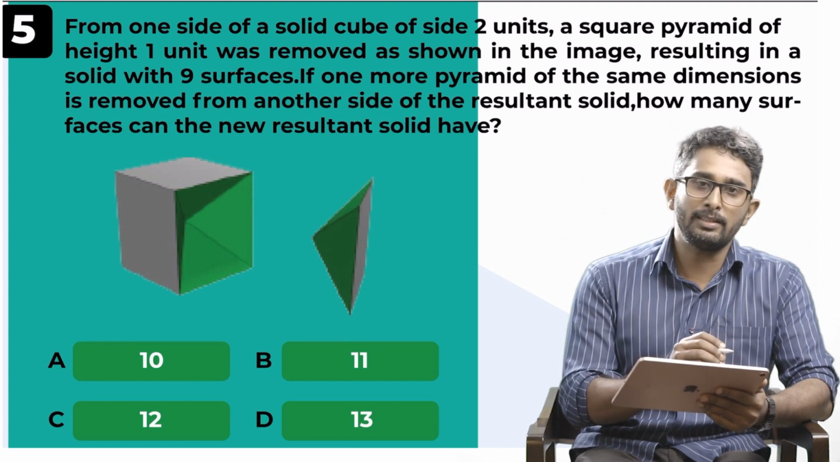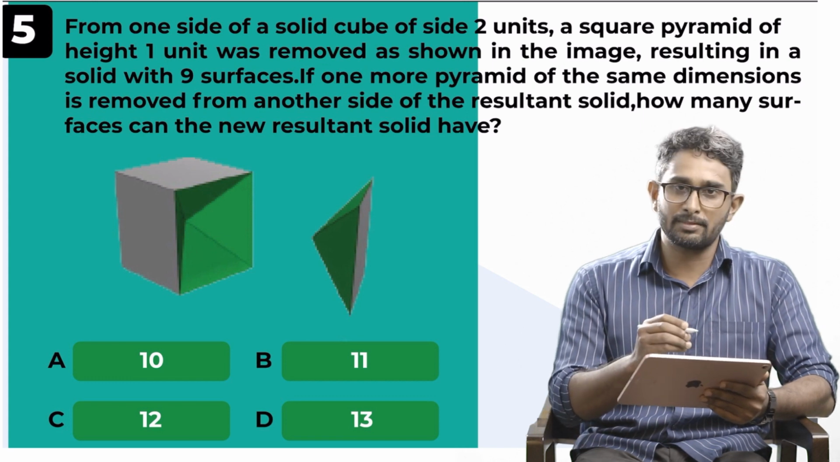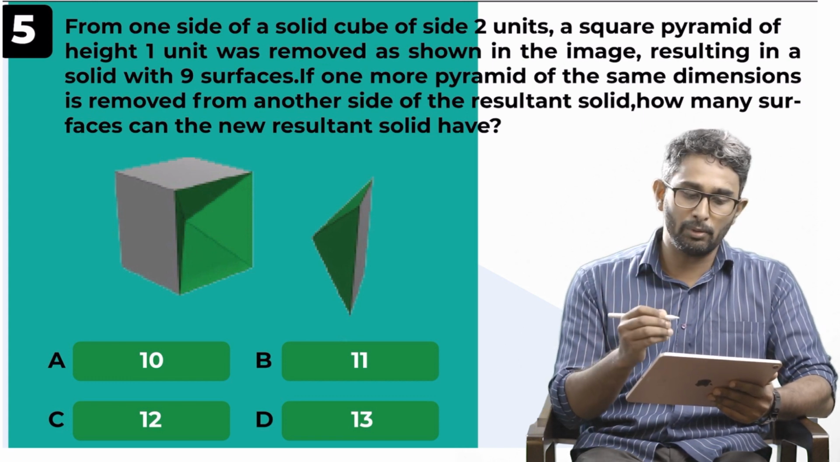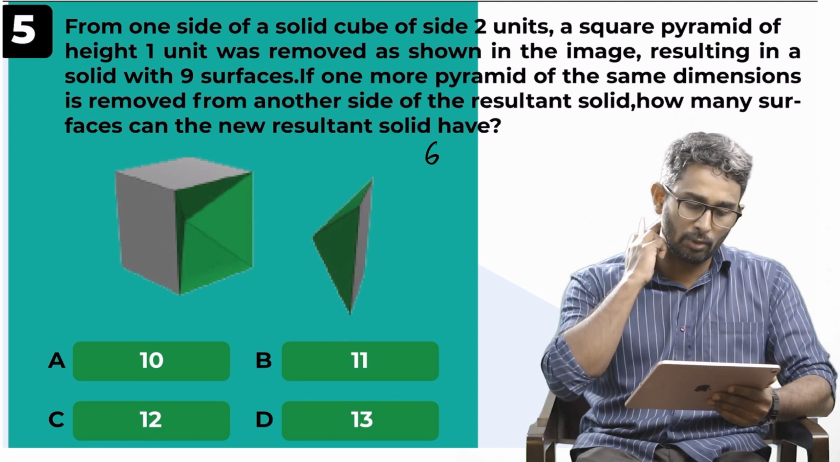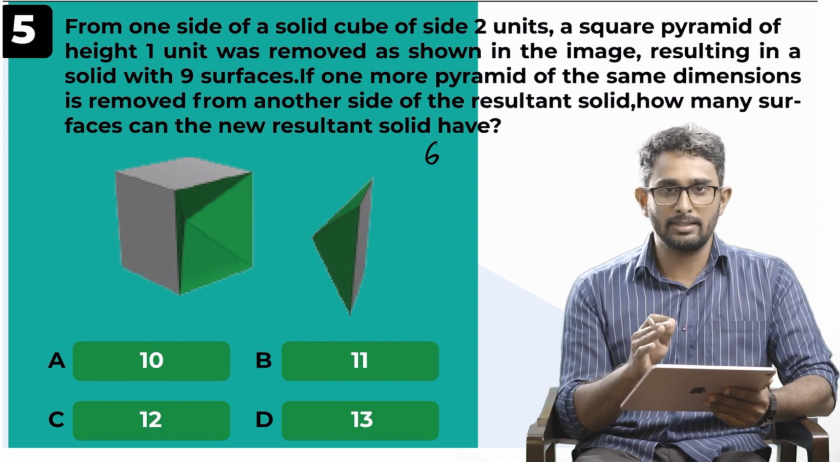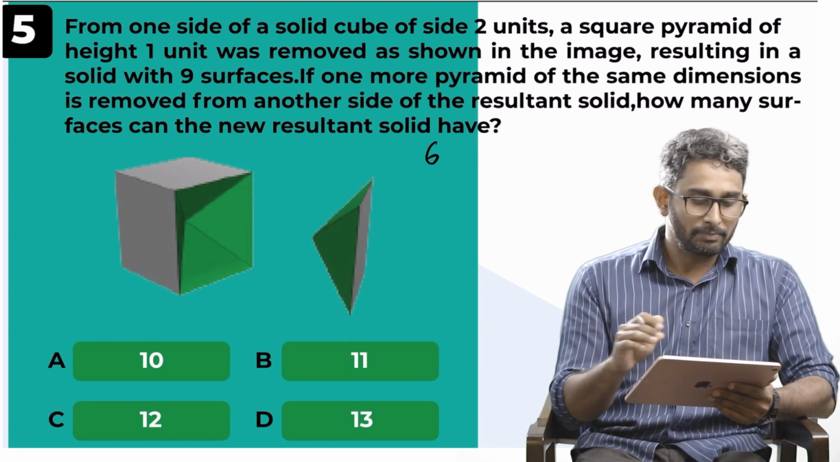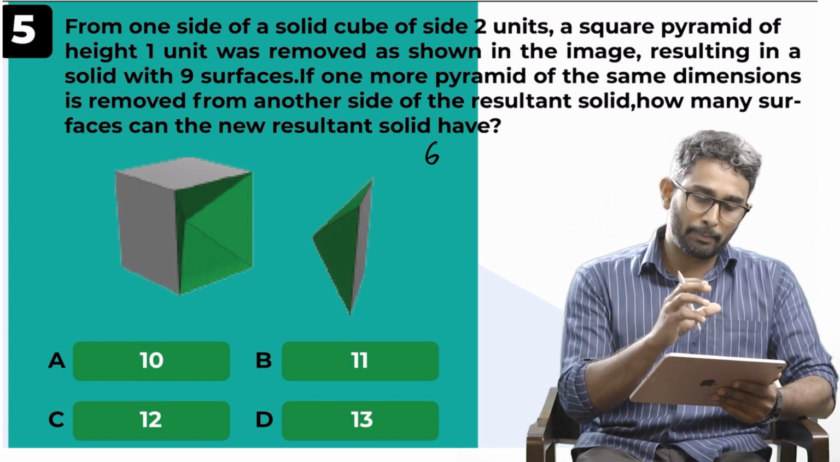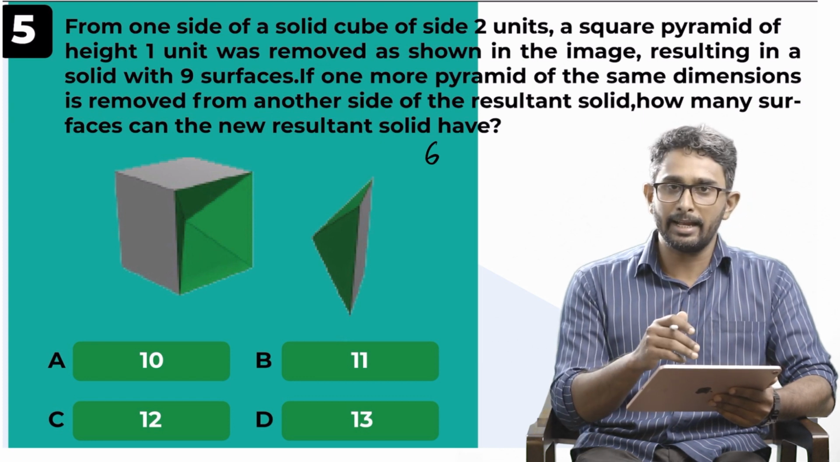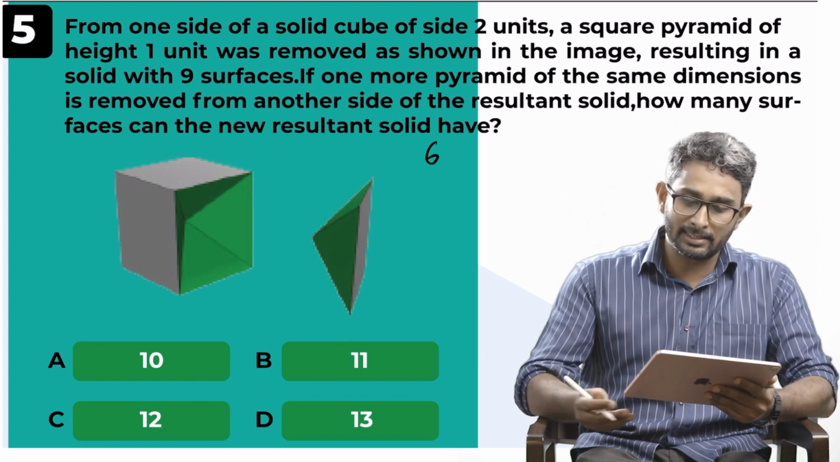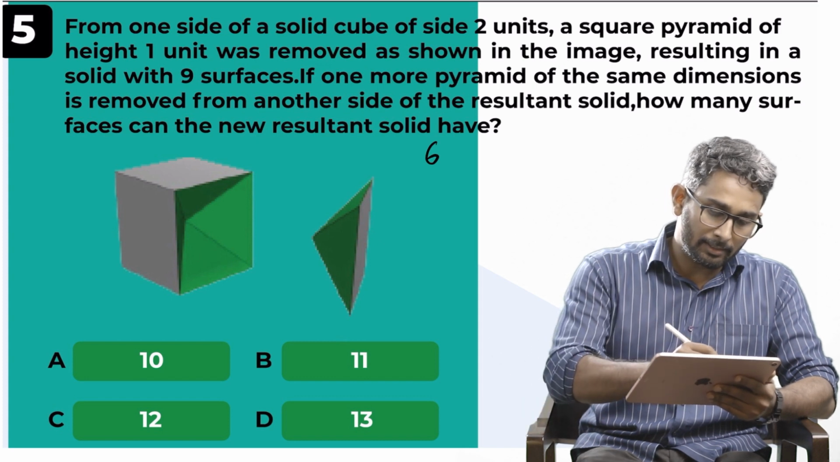So before removing the solid pyramid, how many surfaces will be there on a solid cube? There will be 6 faces. There are 6 faces for a solid cube, so there will be 6 surfaces on a solid cube. If you remove a pyramid from one side, the question is saying that there will be 9 surfaces. Let us check it out.